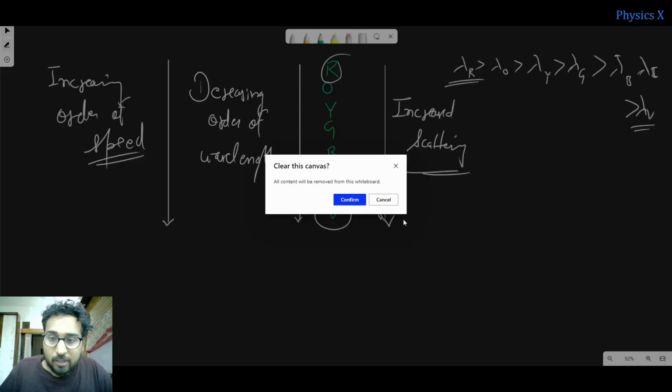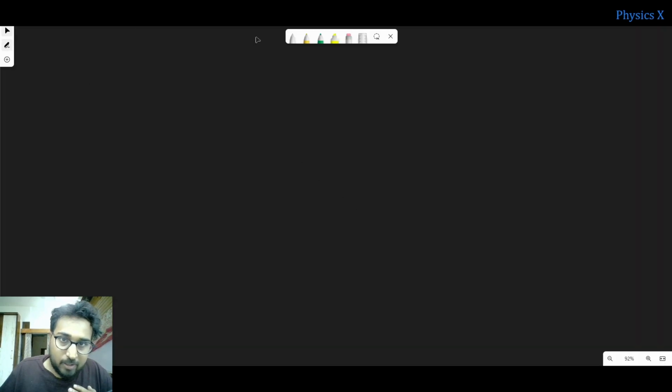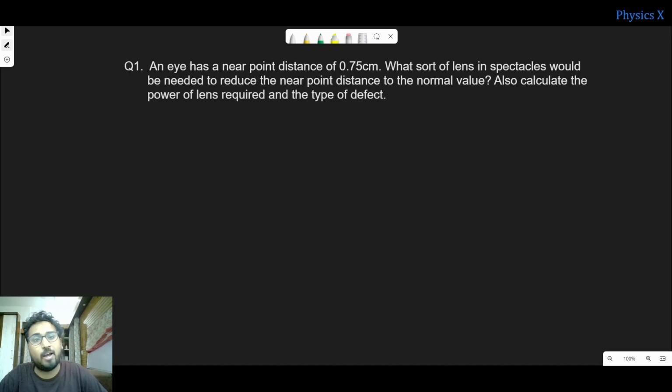So this was about that case. Let us now see some of the numericals related to what we have studied earlier. First question: an eye has a near point distance of 0.75 centimeter. What sort of lens and spectacles would be needed to reduce the near point distance to the normal value? He is saying that the near point distance is 0.75 centimeter.